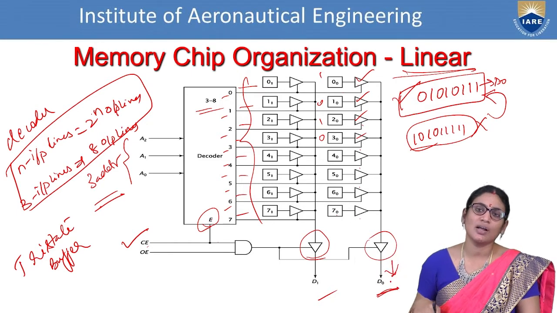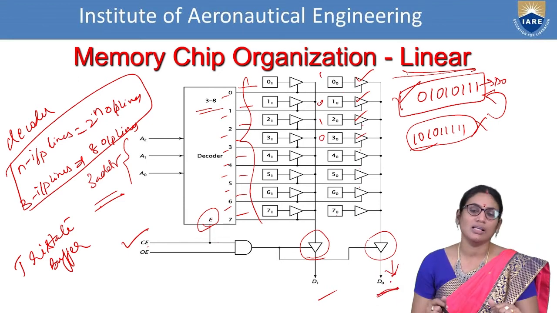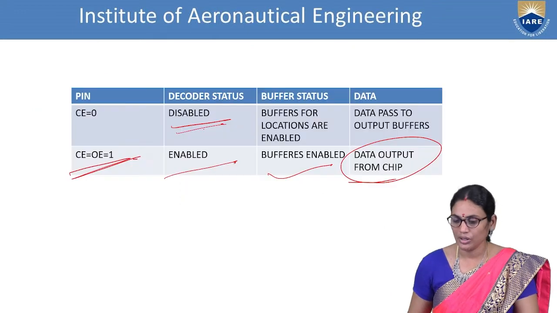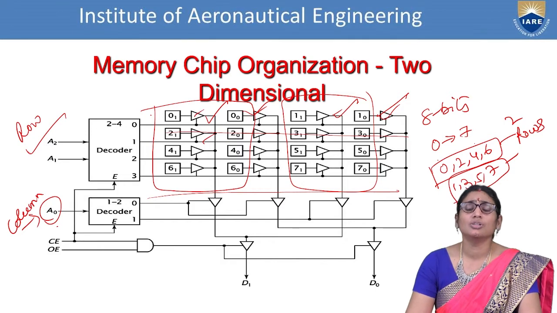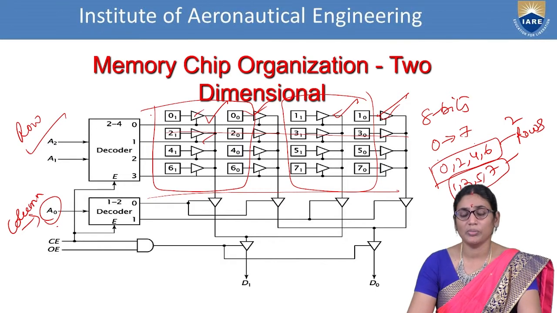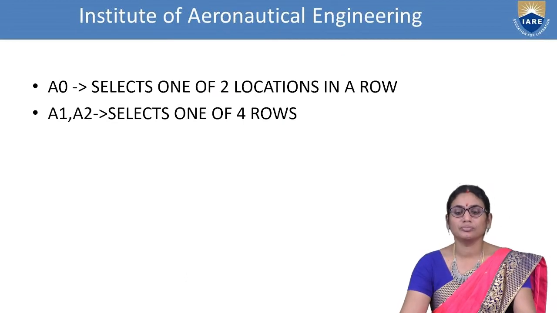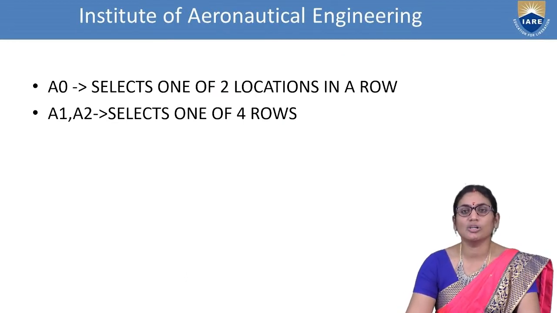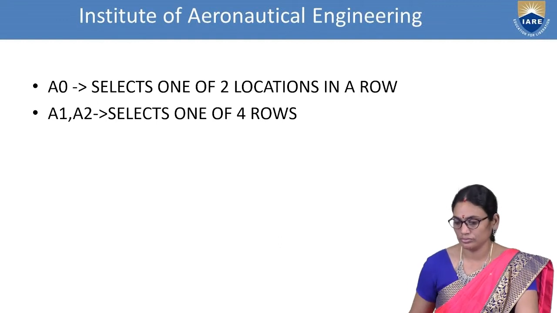Again, 16 lines of activation should happen and 4 address lines have to be activated. So what happens here? If you go for such a case, the space will keep on increasing. So in order to avoid that, we'll go for this kind of organization. This is called two-dimensional multiple memory chip organization. Here, A0 selects the 2 locations in a row and A1, A2 select one of the 4 rows.